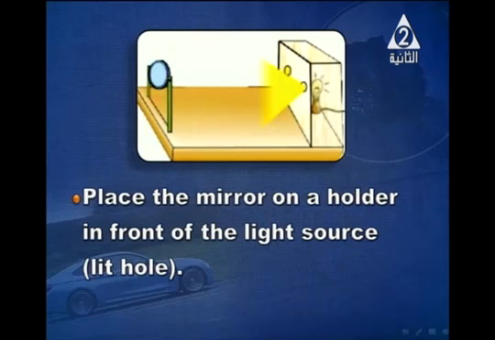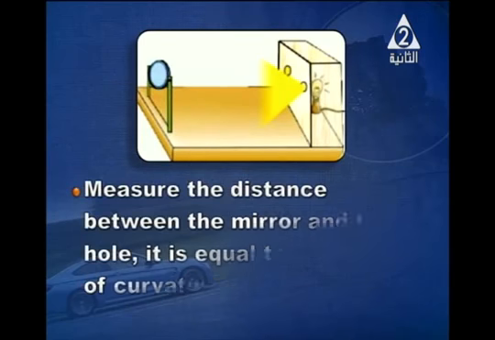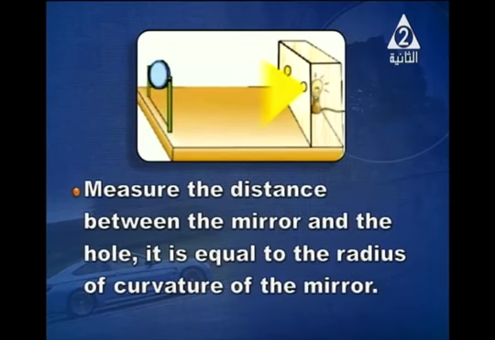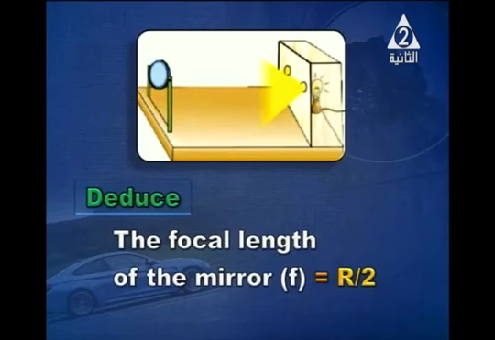Place the mirror on a holder in front of the light source. Move the mirror nearer and farther until an image of the hole is formed next to it and is equal to it in size. Measure the distance between the mirror and the hole. It will be equal to the radius of curvature of the mirror. We deduce that the focal length of the mirror equals the radius divided by 2.